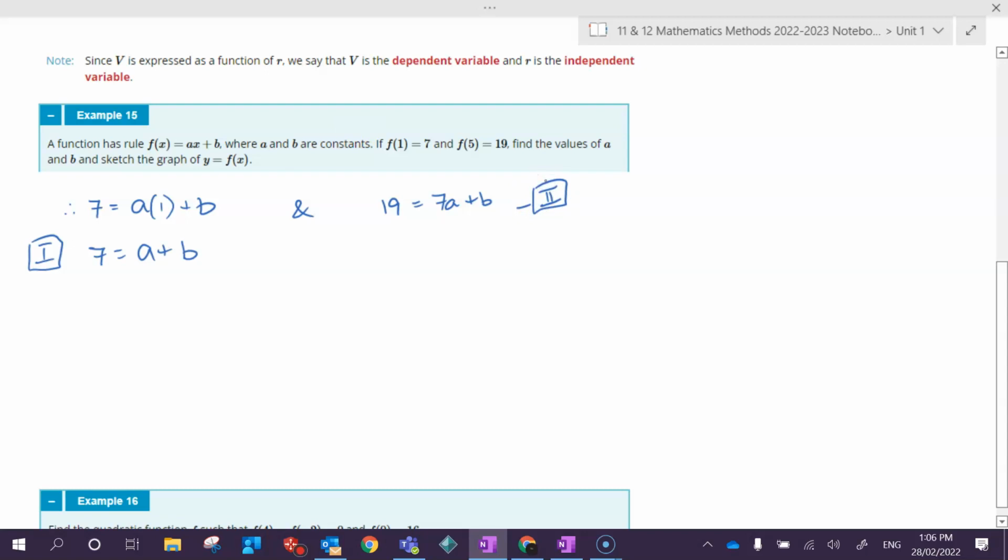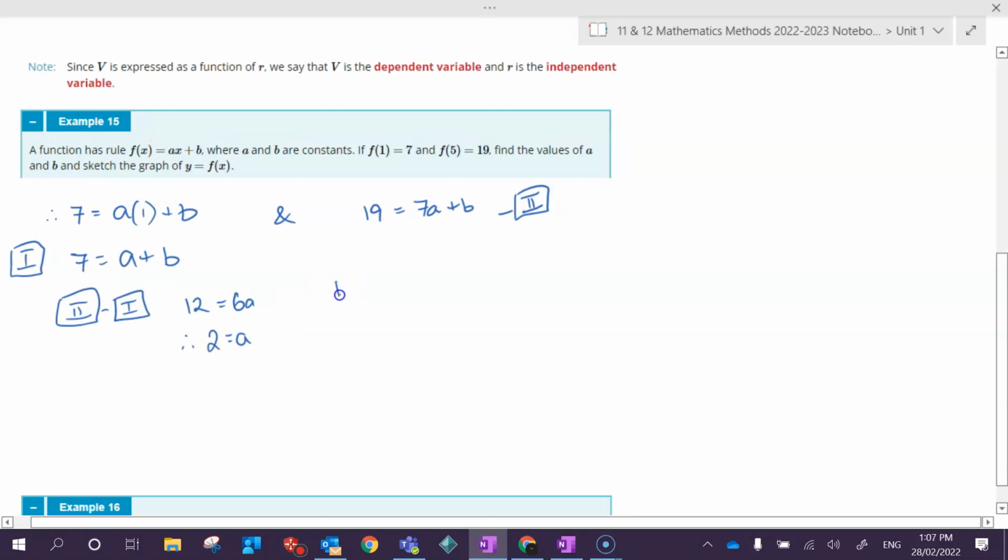So it's pretty easy from here, isn't it? We're just going to use simultaneous equations. I'm going to go equation 2 minus equation 1. 19 minus 7 is 12. 5a minus a is 4a, and b minus b, they disappeared. I love elimination because it gets me to my answer quickly. I've got a equals 2. I'm going to let a equal 2 in equation 1. Therefore, 7 is going to equal 2 plus b. I'll let a equal 2. Subtracting 2, I've got 5 equals b.